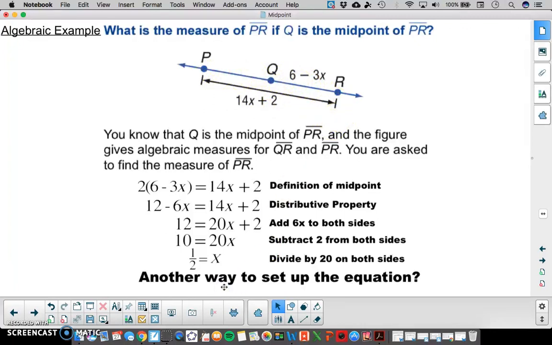I want you to answer this question in your notes. What would be another way that you could set up this equation but still get the same answer?